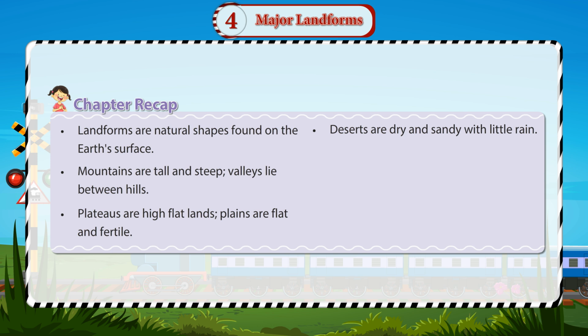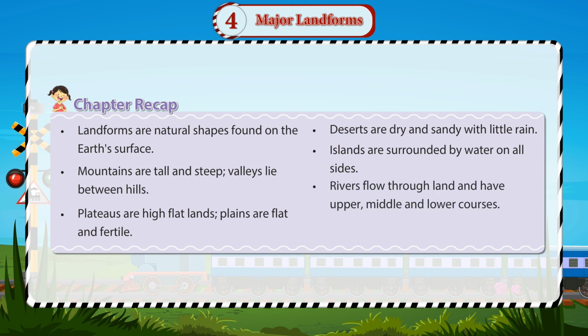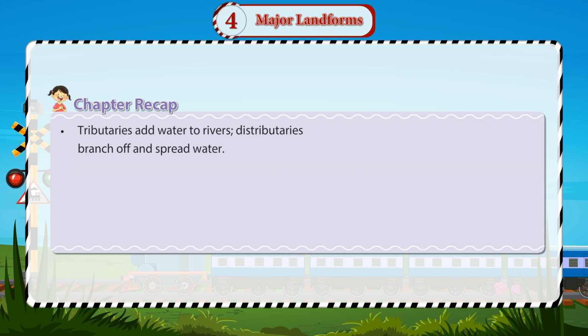Deserts are dry and sandy with little rain. Islands are surrounded by water on all sides. Rivers flow through land and have upper, middle, and lower courses. Tributaries add water to rivers. Distributaries branch off and spread water.